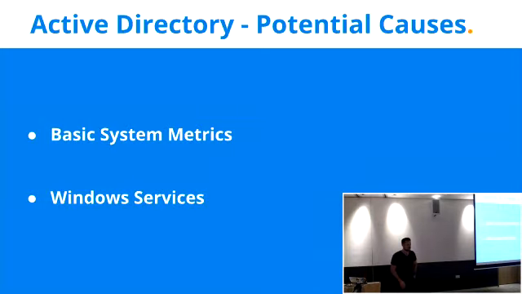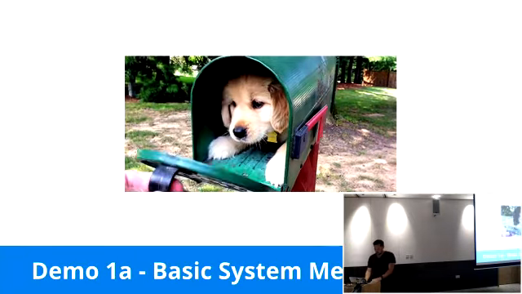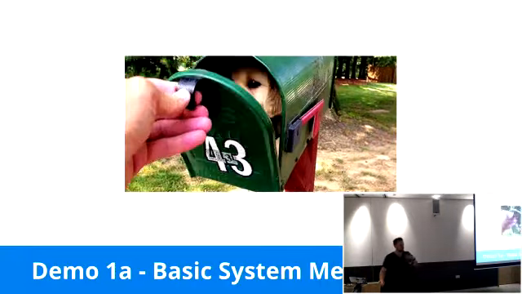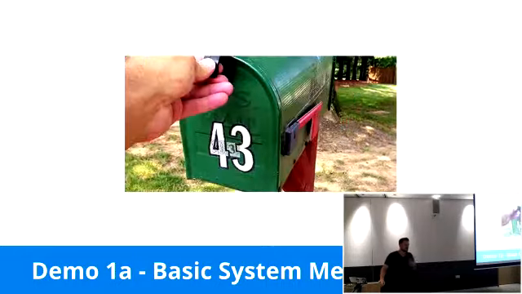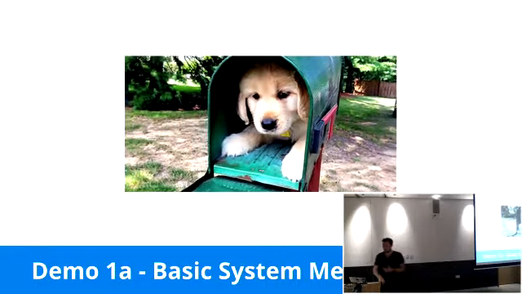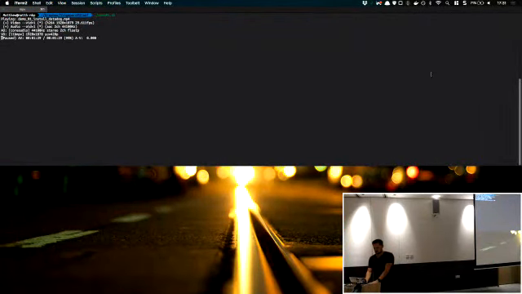Okay, so let's start monitoring Active Directory. So firstly, we're going to start with some basic system metrics like CPU and disk and that sort of thing. And we're also going to start monitoring some Windows services. And this is going to give us some basic potential causes for why Active Directory might be playing up right now. The cool thing is, with Datadog, as soon as you install it, out of the box, you start getting all the basic system metrics already. So let's have a look at that.